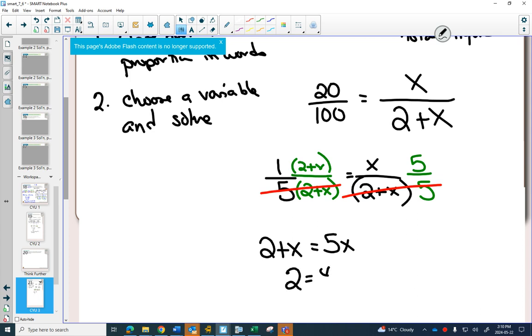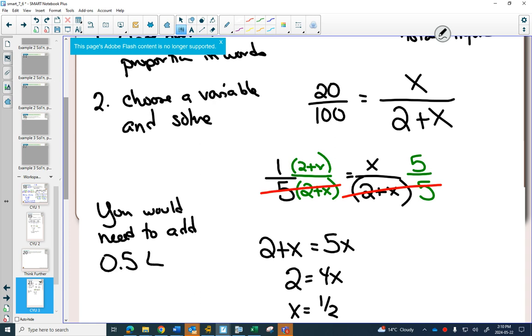Combine your like terms. Divide by 4. 2/4 is 1/2. And you would need to add 0.5 liters of lemon juice.